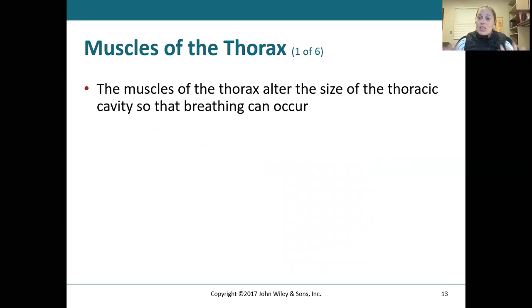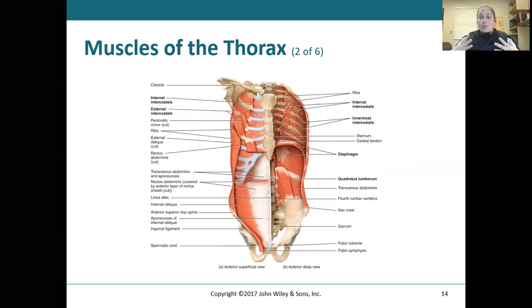So it's very important that these muscles function. Any dysfunction in these muscles could cause major cardiovascular issues for an individual. So the muscles of the thorax alter the size of the thoracic cavity, so breathing can occur. So it allows you to expand and contract your thoracic cavity, so the inhalation, exhalation of your lungs can be facilitated.